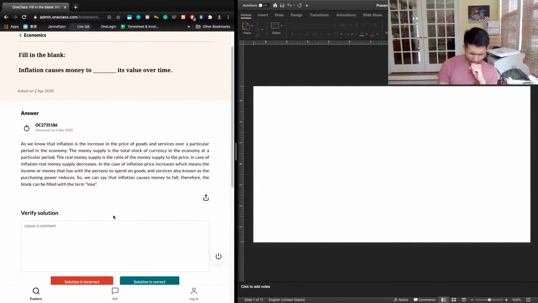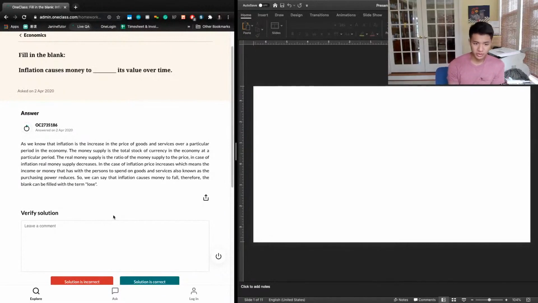Let's take a look at the previous tutor's answer. So they said that, as we know, inflation is the increase in the price of goods and services over a particular period in the economy. The money supply is the total stock of currency in the economy at a particular period. The real money supply is the ratio of the money supply to the price. In the case of inflation, real money supply decreases.